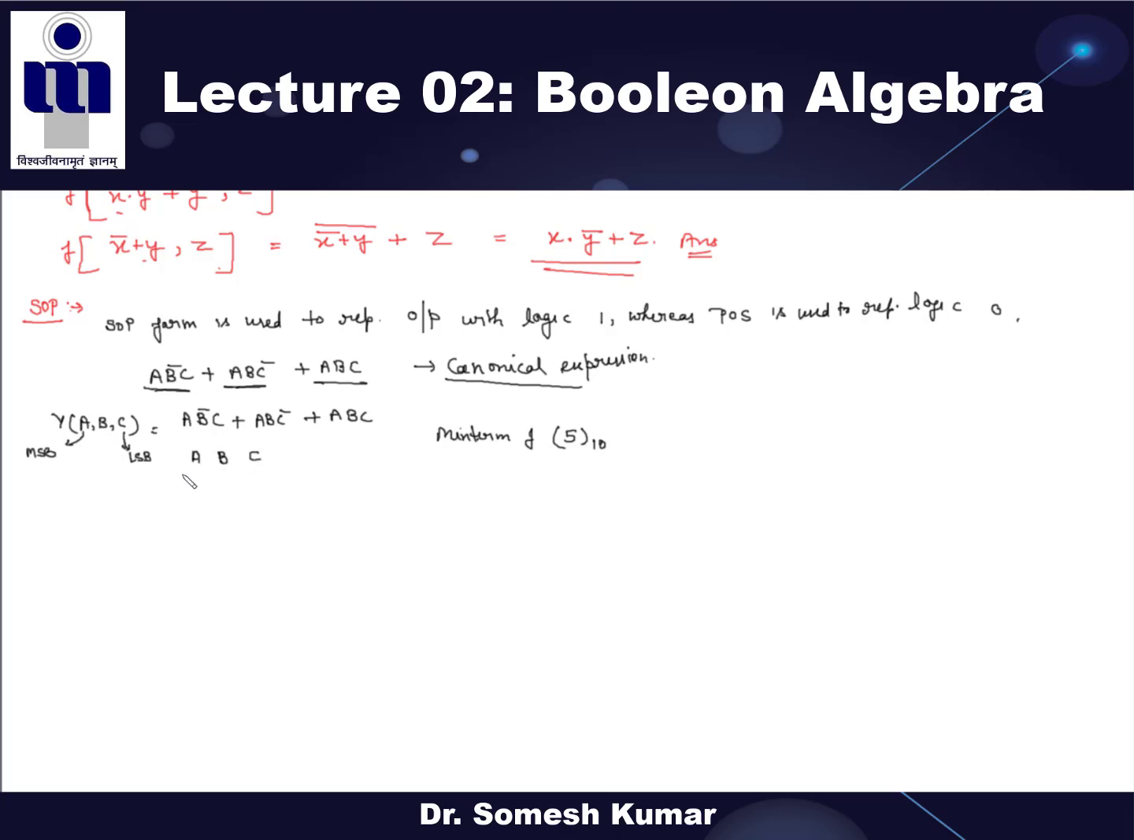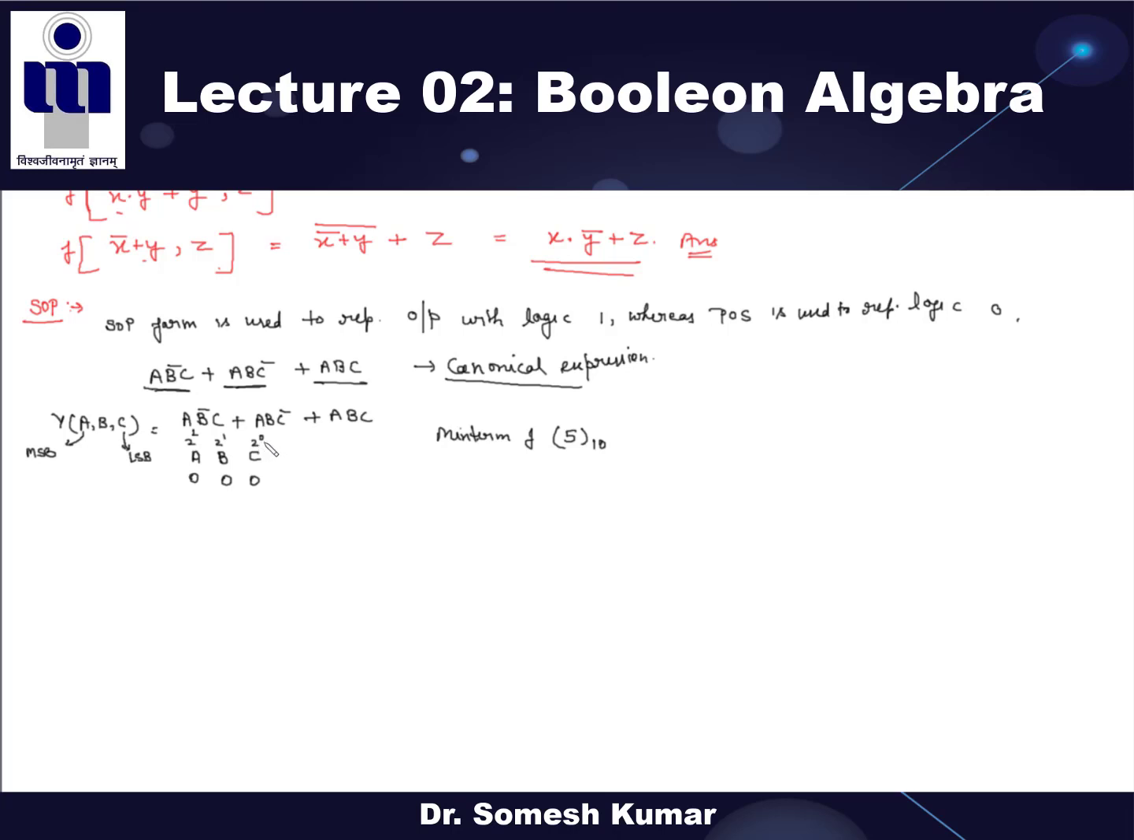So how can we write the truth table of 0? This is the 0. You know, this first place is 2 to the power 0, this place is 2 to the power 1, and this is 2 to the power 2, in binary. So what is 2 to the power 0?